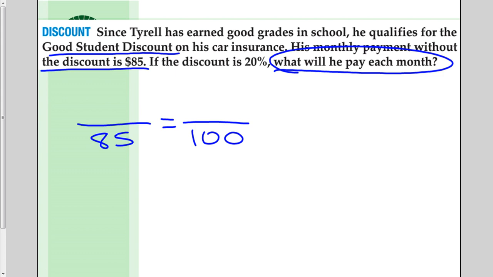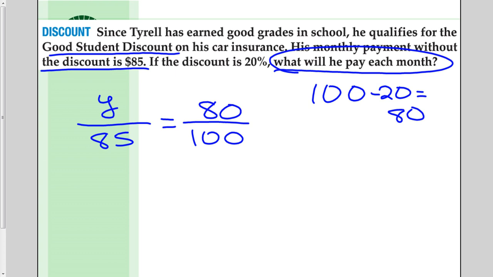Now a discount doesn't add to what you originally do, it subtracts. So I have the total 100% that I'm starting with, but I'm subtracting off 20%. So really how much I'm going to pay is 80% of what I used to pay. That goes above the 100. And what will he pay each month? That's what we're looking for. So I'm going to give that a variable of y.